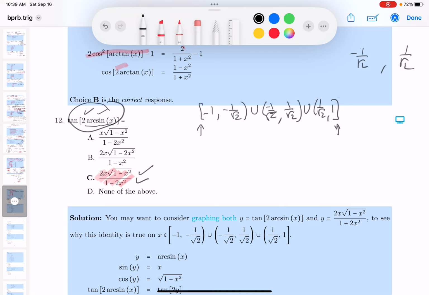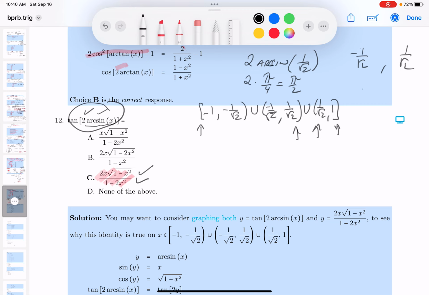All right? So if you looked at that, I'm going to say 2 arc sine of 1 over root 2. And what would that be? That's 45 degrees. So what do you get? Pi over 4. Two times that is pi over 2. You cannot take the tangent of pi over 2. So there's good reason for excluding this guy over here. What's the other one I excluded? Minus 1 over root 2.